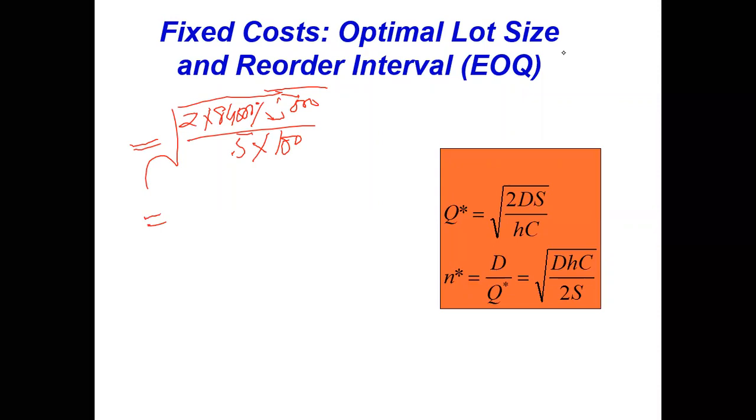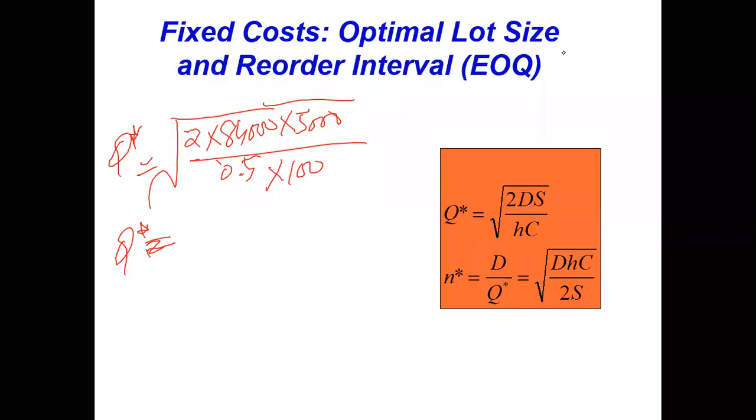So we get something like 4,000. I will approximately write it as 4,100. It says that if we order a quantity of 4,100, it would be the least possible cost for us. So let's check the total cost for it. CD is the same, so I'll write that as 8.4 million.